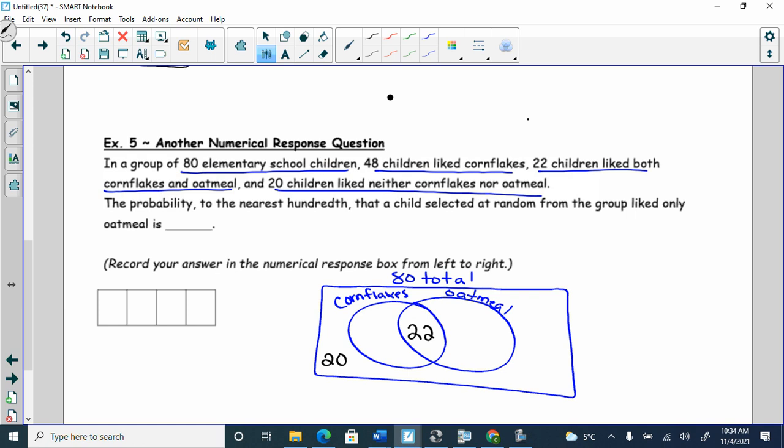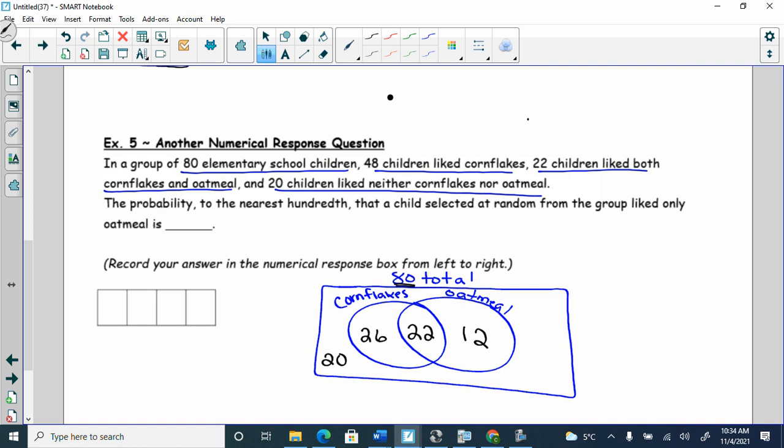And then 48 liked cornflakes. Well, there's already 22 that like cornflakes, so how many like cornflakes only? 26. How can I find this missing piece? Add them all up and subtract from 80. So 20, 26, and 22 is 68. So how many liked oatmeal only? 12.